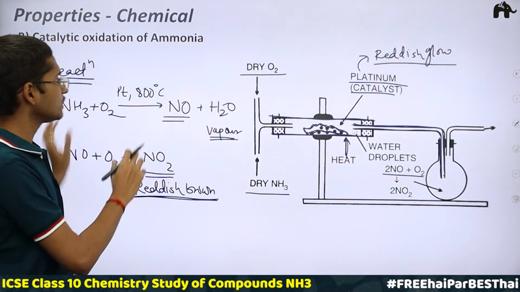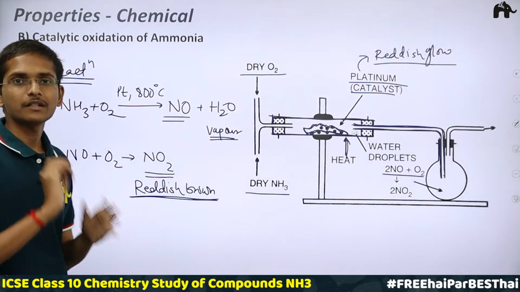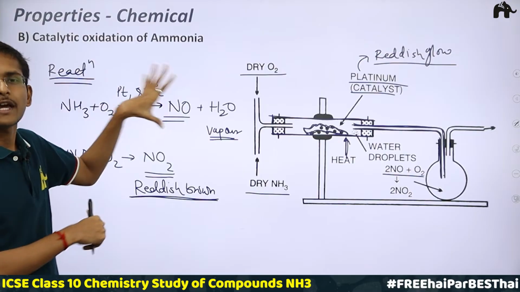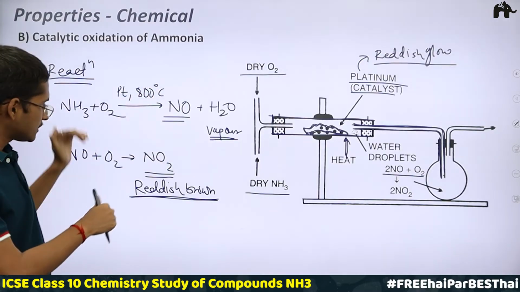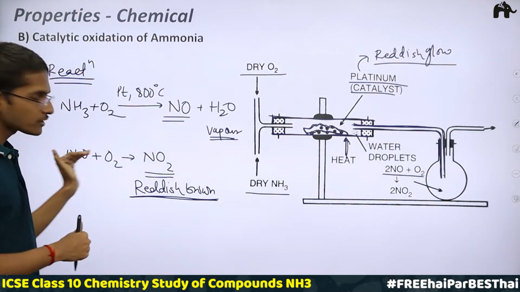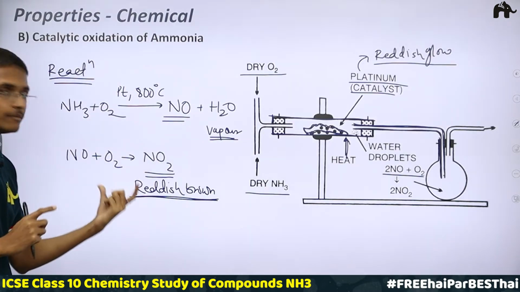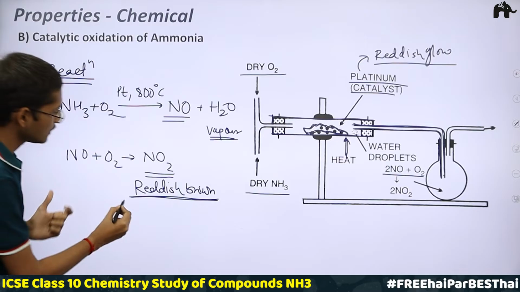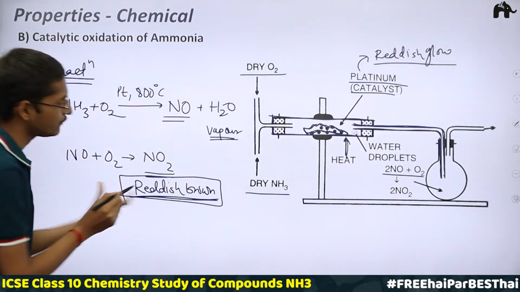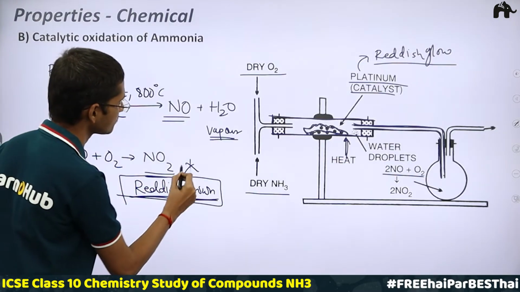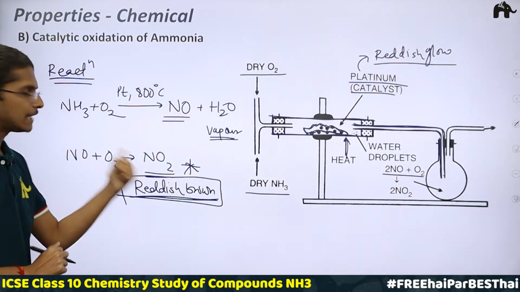So this was all about the catalytic oxidation of ammonia. We have seen the procedure, we have seen the reaction itself, and we have seen what happens to this nitric oxide when it enters the flask. But the most important thing is the observation. What you would observe here is a reddish brown gas in the flask. This is the first observation. Why is it forming? I have already told you.